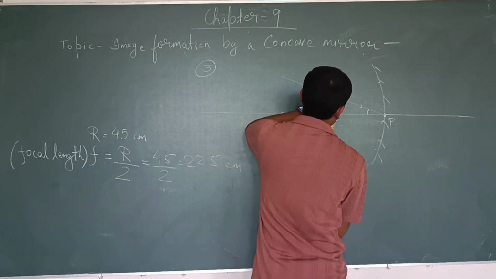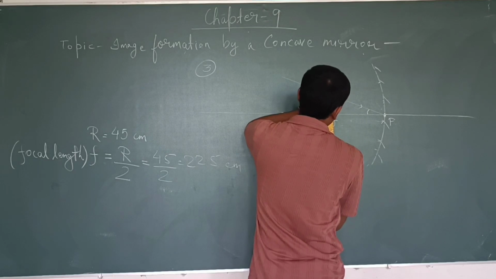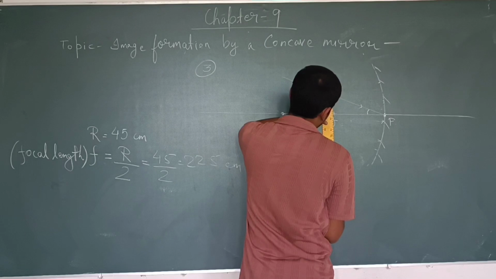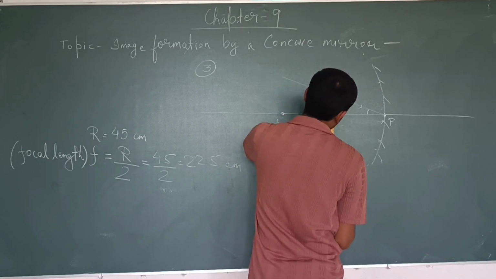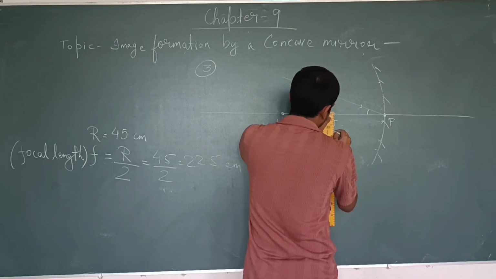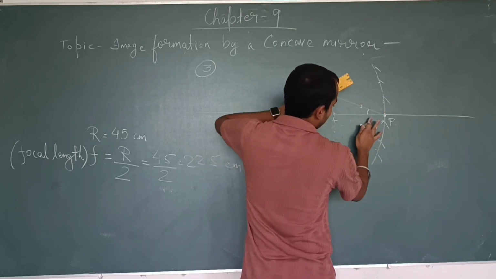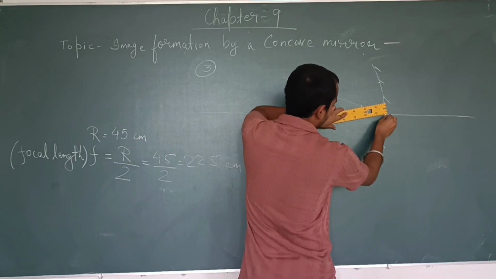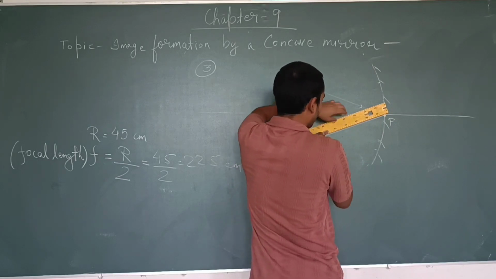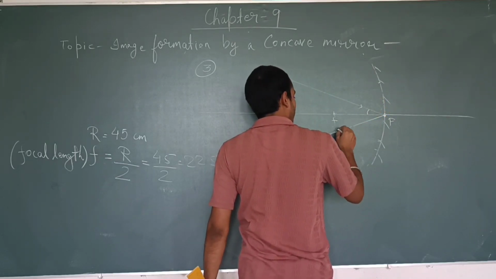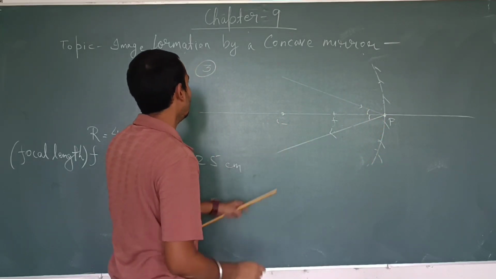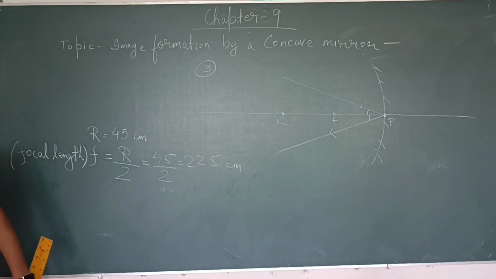Just above focus, we can take a point which is 5.3 centimeter. Okay, so behind it we can take a point 5.3 centimeter, this point. So when we join this point with this point, both this angle and this angle will become equal. So this is the fourth rule.